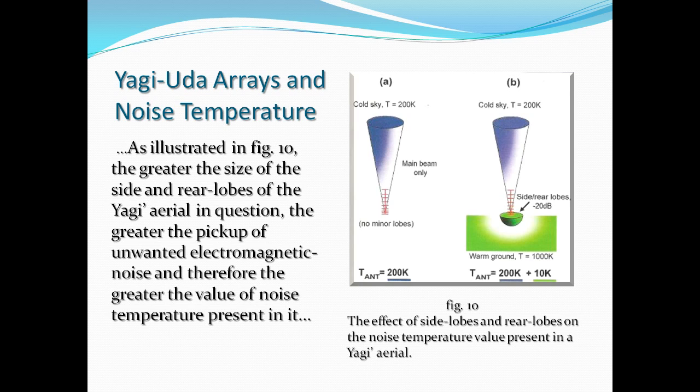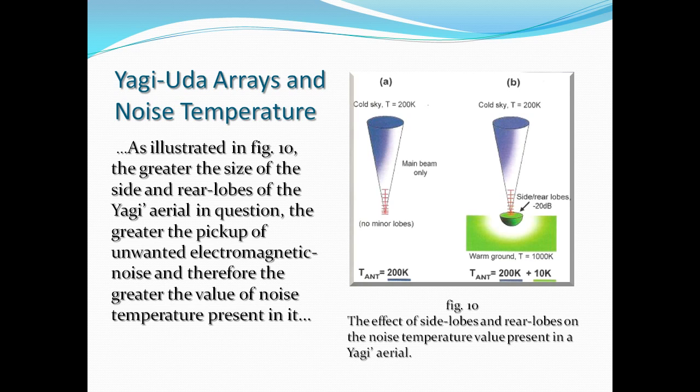Part A of the diagram in Figure 10 shows a Yagi orientated towards a cold radio sky with a noise temperature of 200 Kelvin. Thus the antenna noise value output from it is 200 Kelvin.